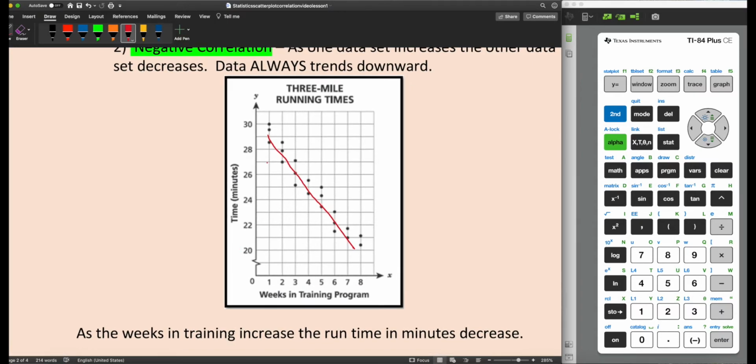And then on the y-axis, we're looking at how long it took you to run: 20 minutes, 24 minutes, and then of course, 30 minutes. So basically what this graph is saying, as the weeks in training increase, the longer you train, the run time in minutes will be decreasing. And that is what this scatter plot is showing.